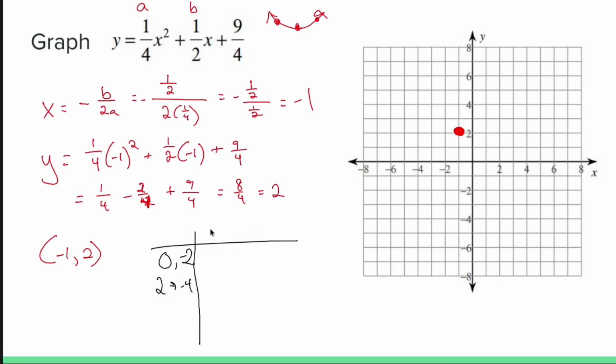Okay, so let's pick 0. Let's plug in 0, x, y. Plugging in 0 is going to be really nice. I get 0 squared, which is 0, plus half of 0, which is 0, plus 9/4 is 9/4. So I knew I would get some kind of fraction. So at 0 and 2, I get 2 1/4. So basically, like I said, this is going to open wide, at 0 and negative 2.